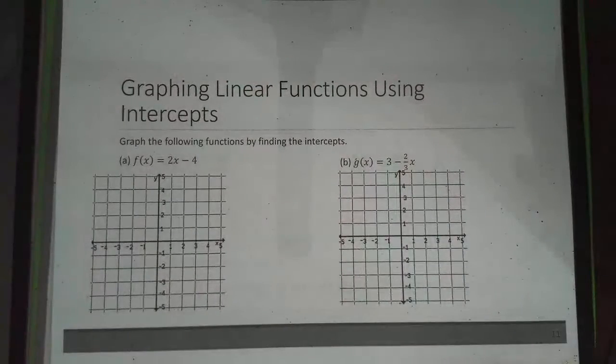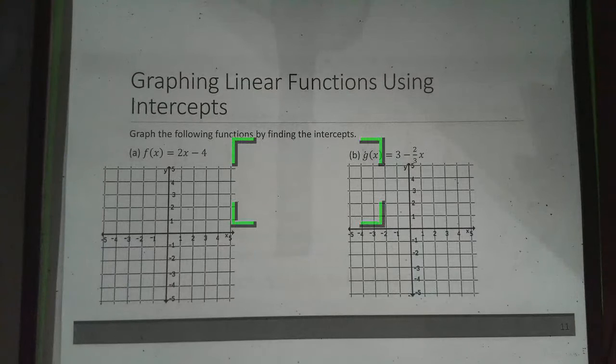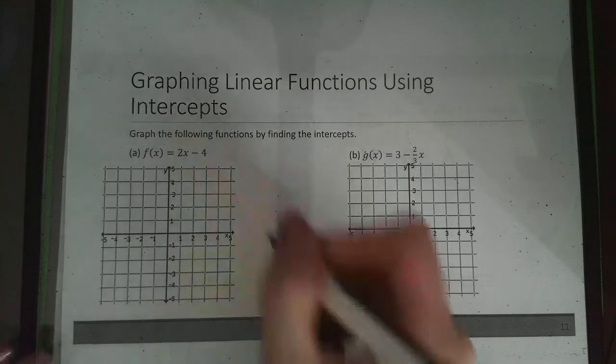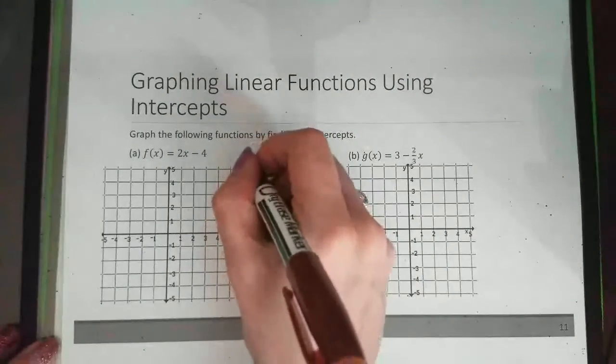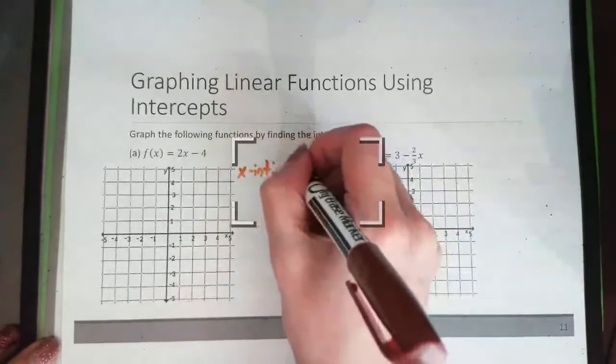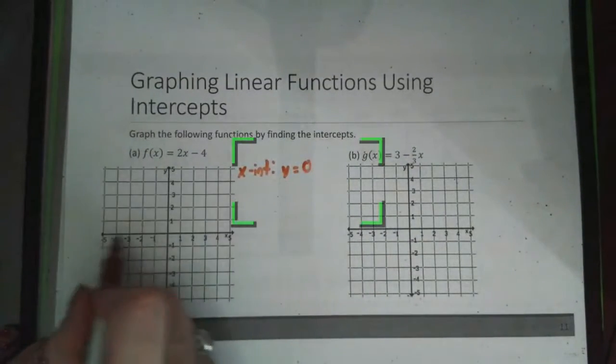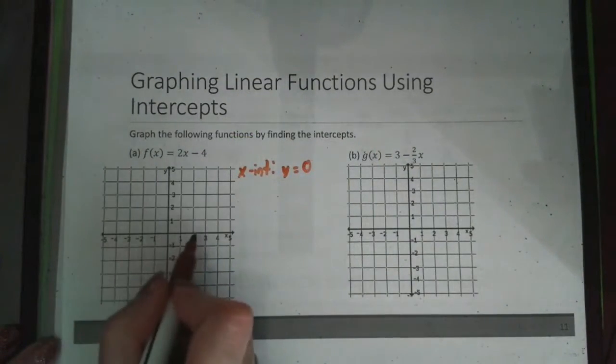We are going to look at a third way to graph, and this one's going to be by using intercepts. So again, intercepts are where we cross axes. An x-intercept is where we cross the x-axis. A y-intercept is where we cross the y-axis. If I'm trying to find my x-intercept, then I need to let y equal 0, because if I'm crossing the x-axis, then my y value is 0.